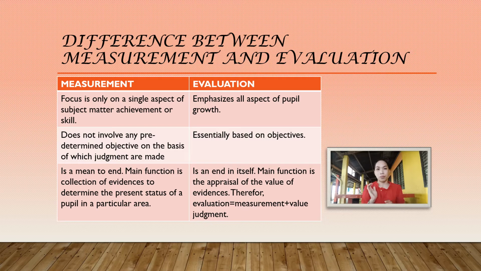Measurement is a means to an end. Its main function is collection of evidence to determine the present status of a pupil in a particular area, while evaluation is an end in itself. Its main function is the appraisal of the value of the evidence. Therefore, evaluation is equal to measurement plus value judgment.